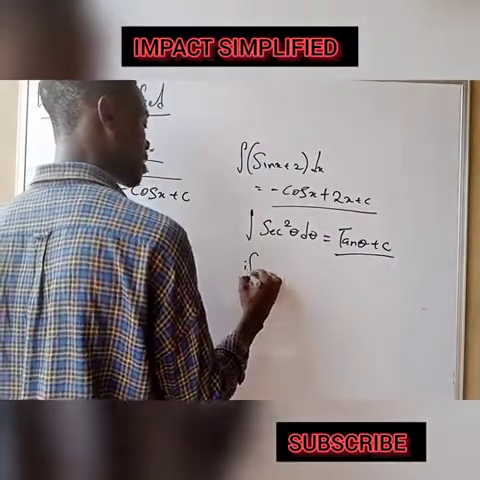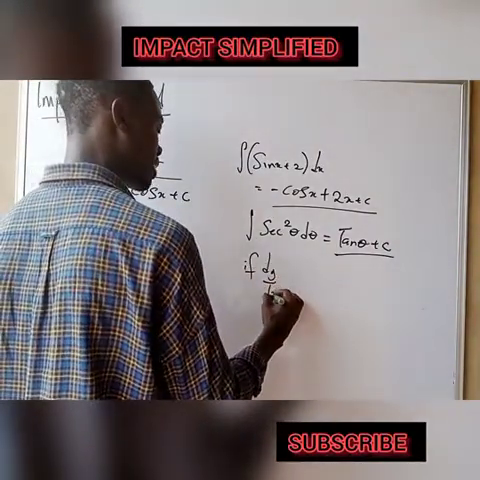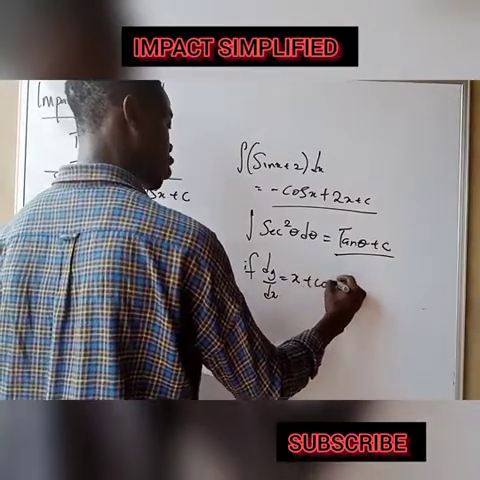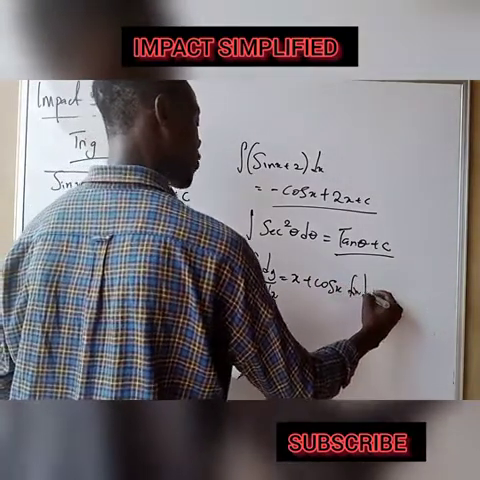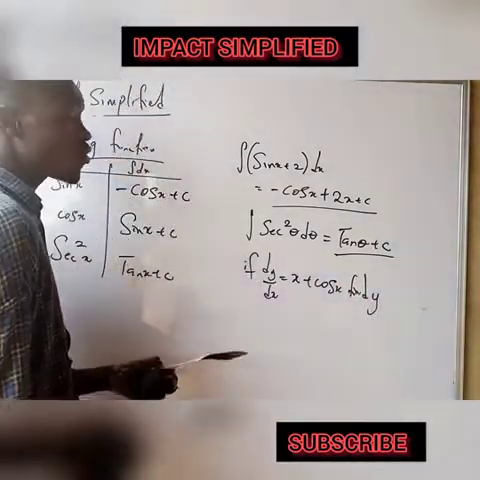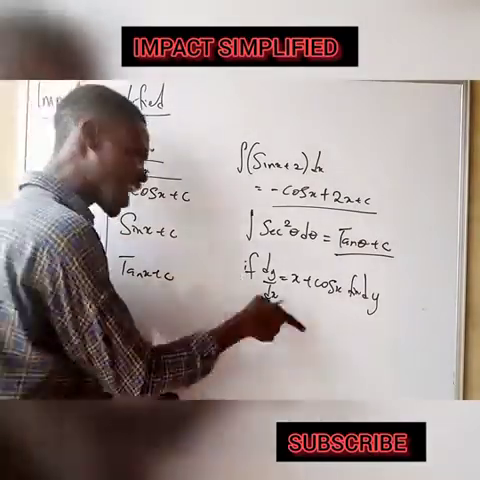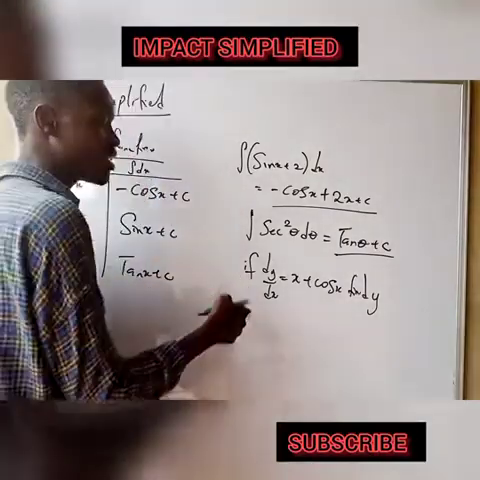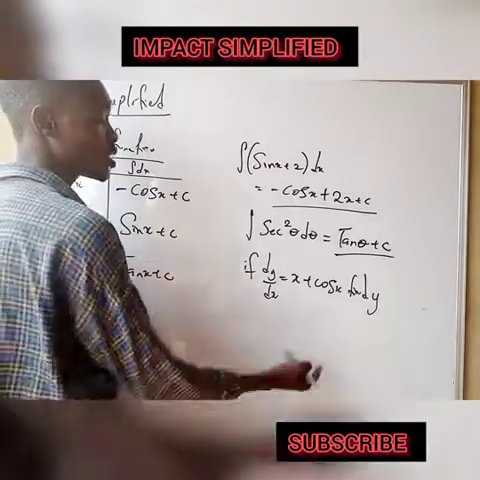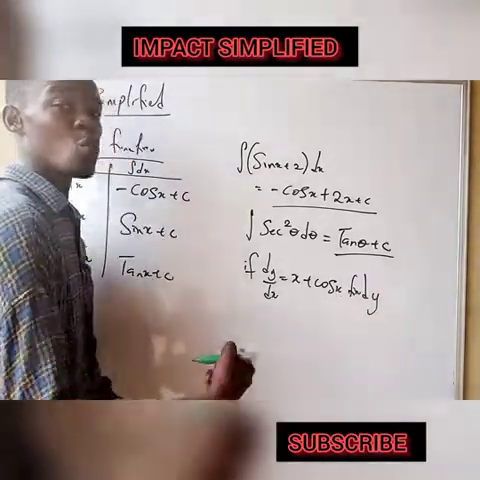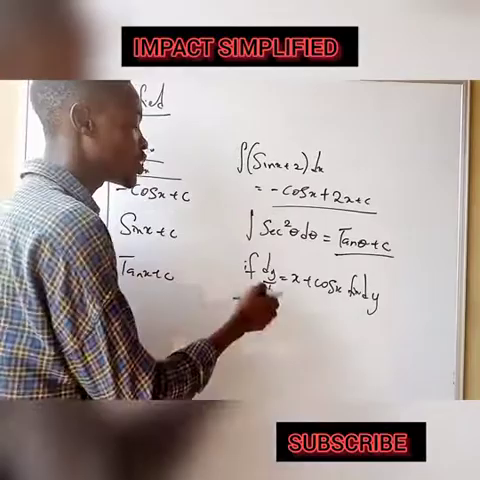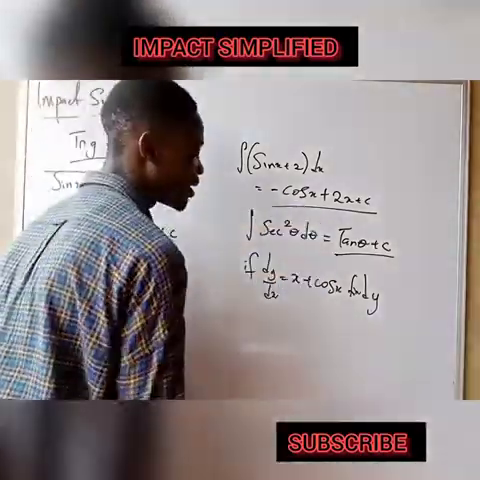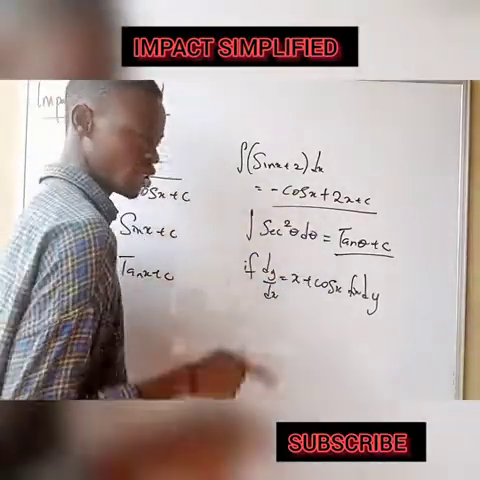We have a question here. They said if dy over dx is equal to x plus cos x, we should find the value of y. Don't forget, they are not asking us to integrate directly here, but indirectly they are asking us to integrate. If we are moving from y to dy, what are we going to do? We differentiate. But if you are moving from dy to y, what will you do? You integrate. Do you get it?